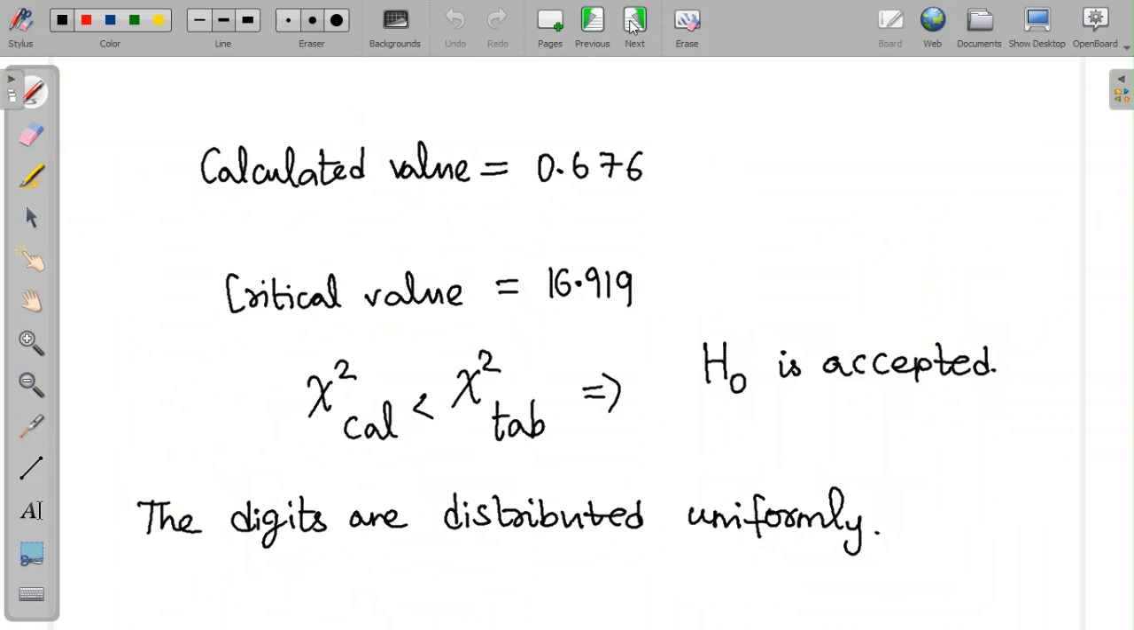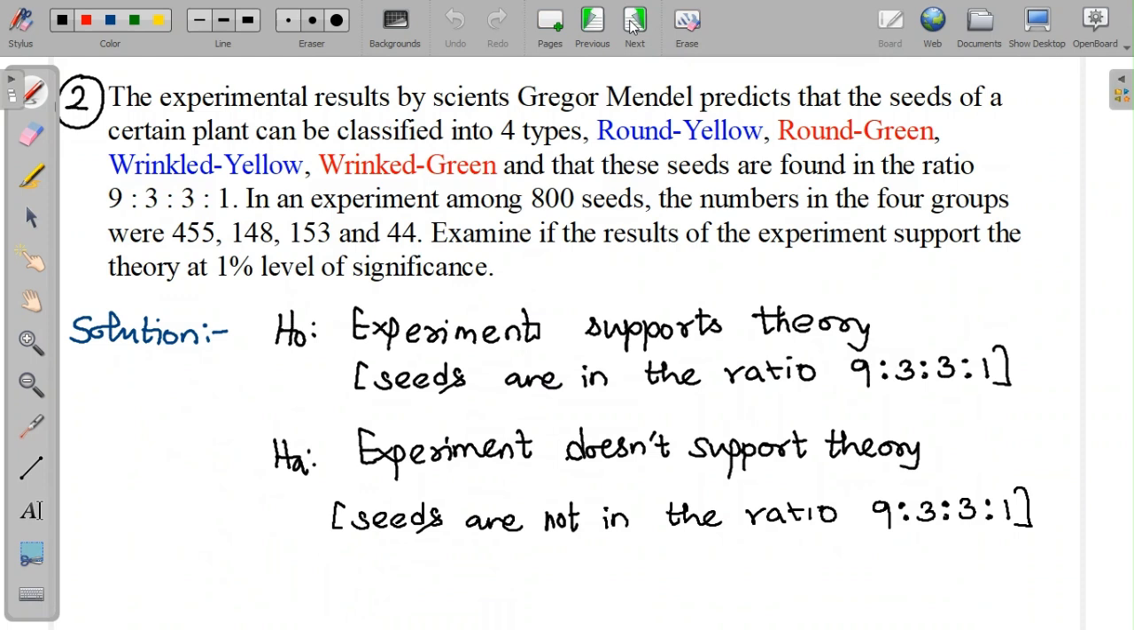Or in other words, the digits are distributed uniformly. That is sufficient evidence to show that the digits are distributed uniformly. The next problem is one of a kind, based on an actual biological theory.